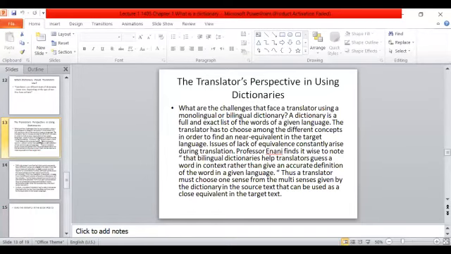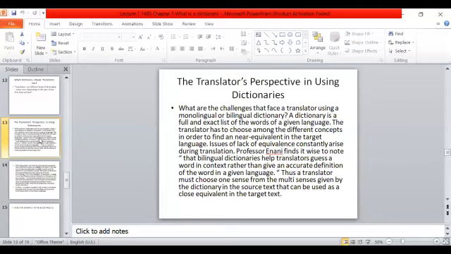The translator's perspective in using dictionaries. What are the challenges that face a translator using a monolingual or bilingual dictionary? A dictionary is a full and exact list of the words of a given language. The translator has to choose among the different concepts in order to find a near equivalent in the target language. Issues of lack of equivalence constantly arise during translation.